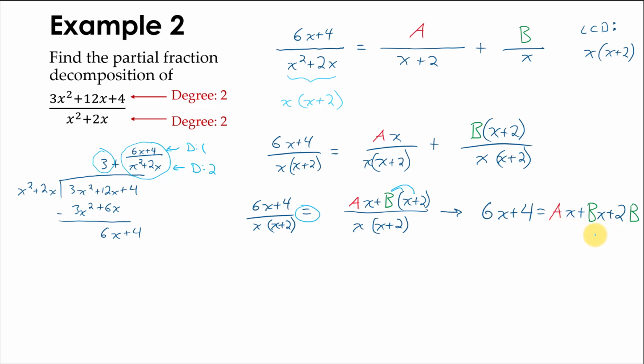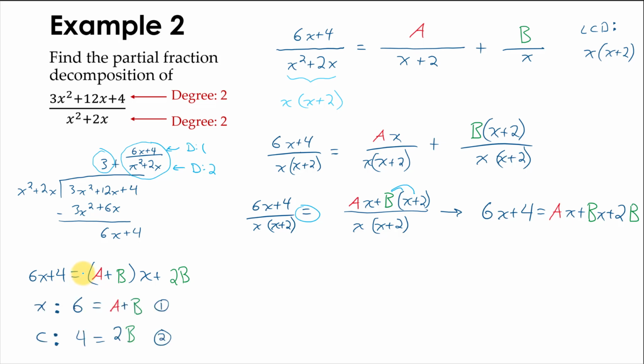Okay, so I can go ahead and combine my like terms, ax and bx, and then factor out that x. And then I'm going to equate my coefficients again. Okay, so I've got x. That's kind of like my first equation. Okay, so I've got a 6 here for my x and a 6 there.